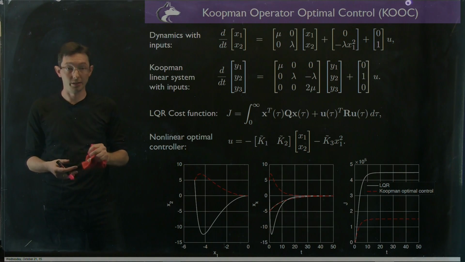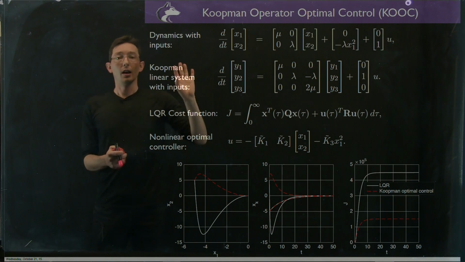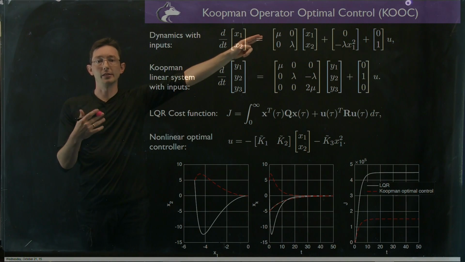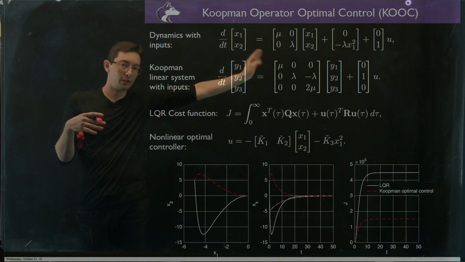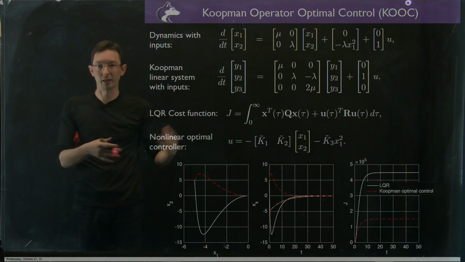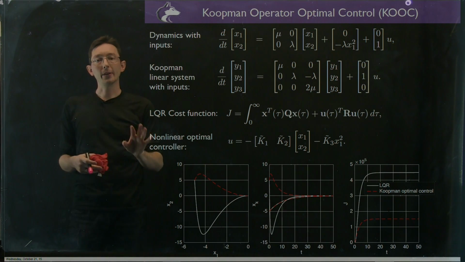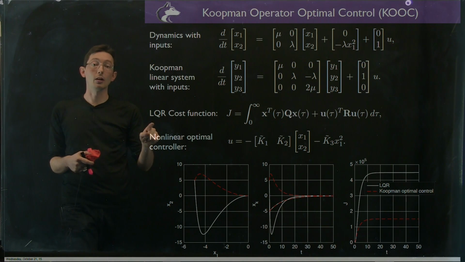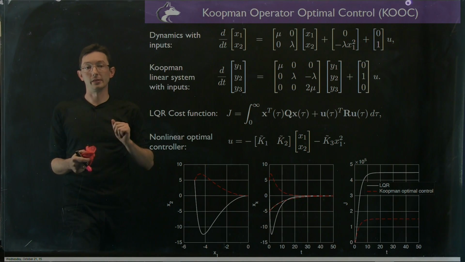variable y2. And what's really neat about this is that now I can assume that I have unstable mu or unstable lambda or whatever you like. It could be stable or unstable. And now I can start doing really interesting things. Like I can actually apply LQR to this Koopman linear system.